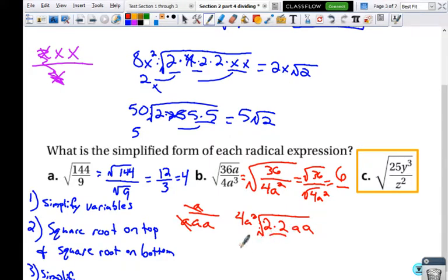2 is going to get kicked out. What else? An A is going to get kicked out. Do I have anything left over? No. So I'm just going to write down 2A. This is my final answer.